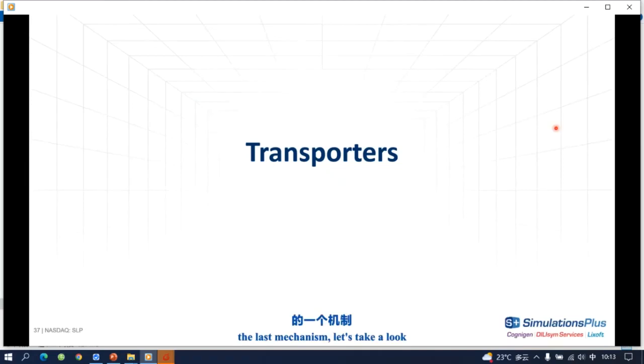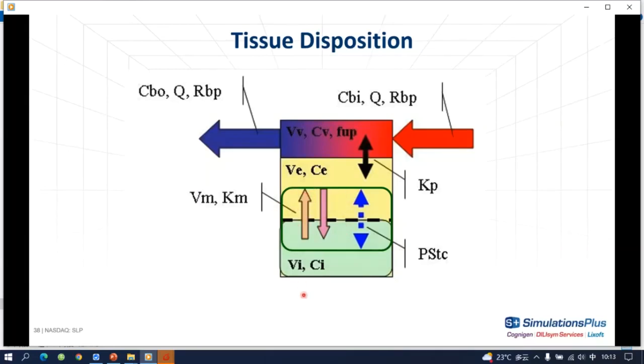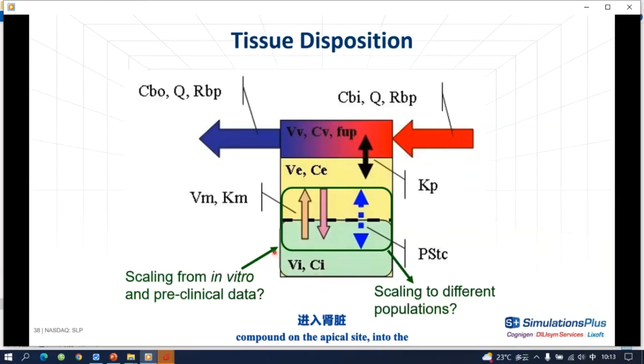Finally, the last mechanism, let's take a look at some of the transporter effects. And when it comes to the transporters, of course, we are dealing with the aspects of distribution into the tissues, uptake and efflux transporters, as well as potential clearances. If, let's say, we are talking about the liver, there could be also secretion of the compound on the apical side into the bile, or potentially into the urine if we are talking about the kidneys.